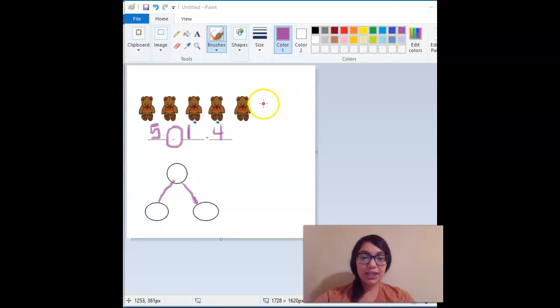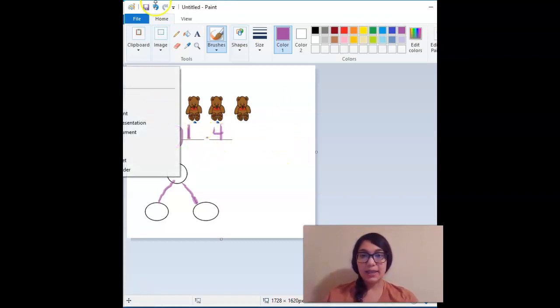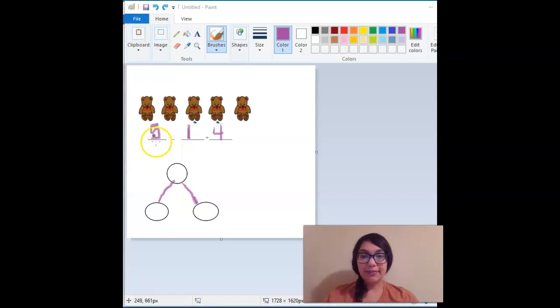So on your screen, you are going to see a picture of some bears. On the bears, we also have our number sentence and our number bond. So let's go ahead and read the number sentence that we have. So it says 5 minus 1 equals 4.